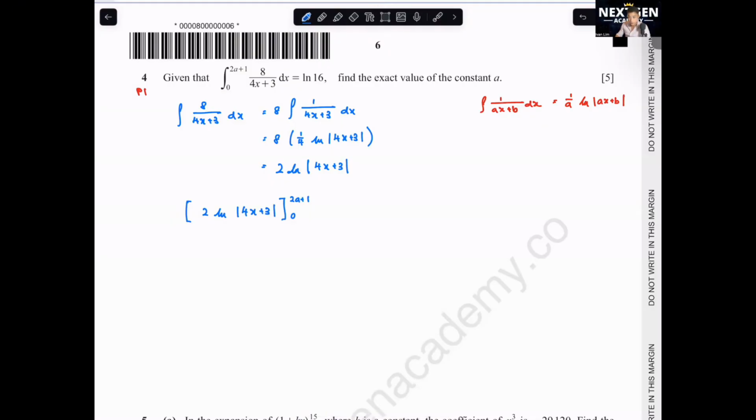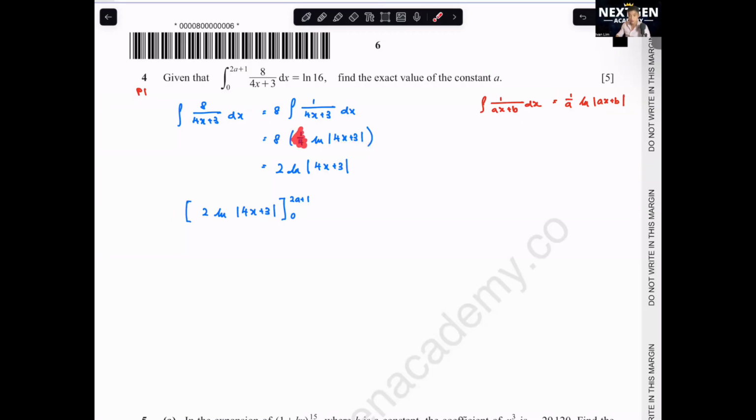Sean asked, why can't we just go straight to ln 4x plus 3? Why do we need to take out 1 over 4? It's the formula. That's 1 over a. You have to divide by 4. The answer is not just ln 4x plus 3. It's 1 over a ln ax plus b.